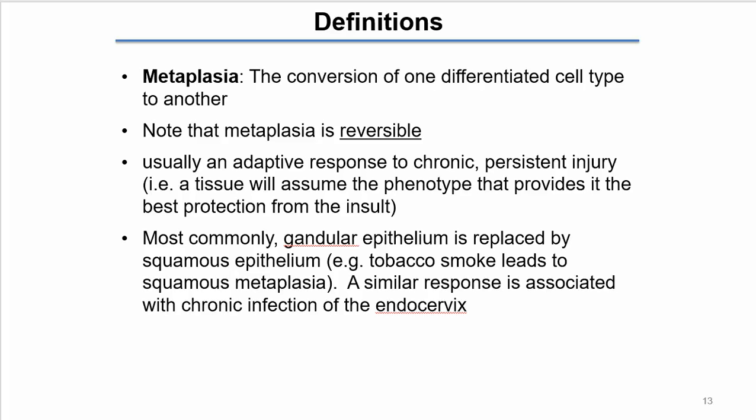So there's all kinds of examples of this. In smokers, glandular epithelium of the cells of the respiratory system gets replaced by a squamous epithelium. So the glandular epithelium gets replaced by squamous epithelium, which has an entirely different physical characteristic, but it is more resistant to the persistent insult of the tobacco smoke. And so we say that tobacco smoke leads to a squamous metaplasia.